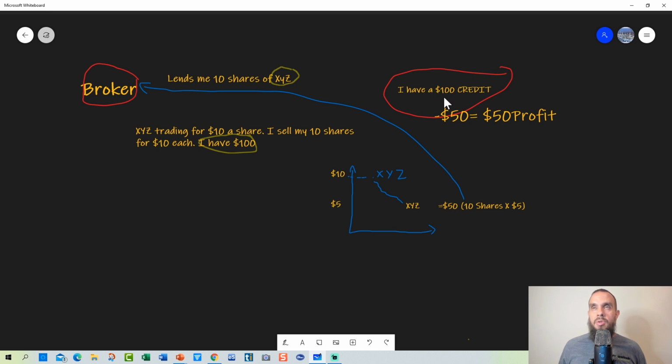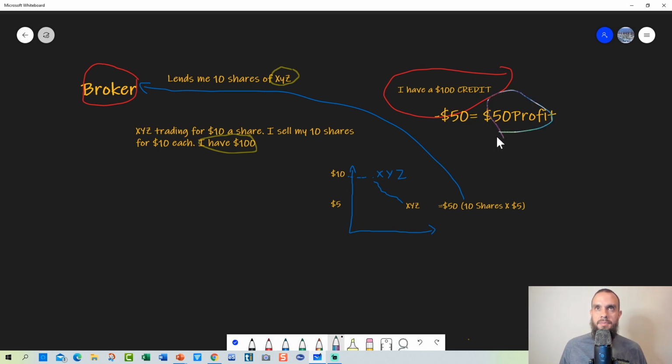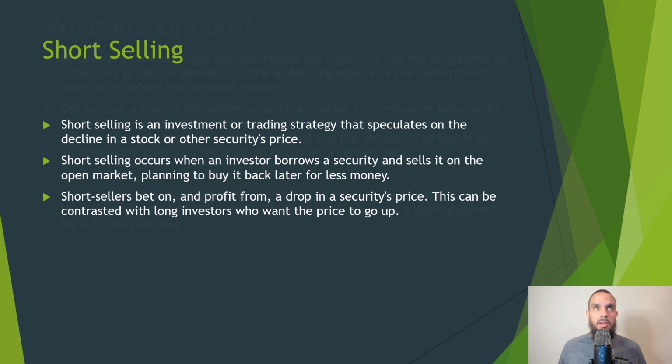So after giving back the 10 shares to the broker and paying $50 from the $100 credit that I have, you can subtract the $50 that we spent to buy the 10 shares of XYZ, and we're left over with $50. And that is our profit. And that's how a short seller makes money. So that was short selling.